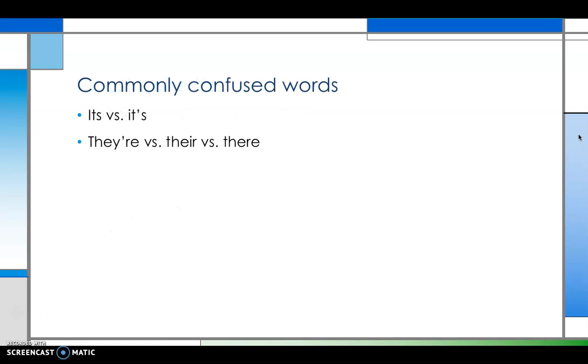All right, next slide. Commonly confused: its versus it's. And this is actually a really weird one because it breaks that rule about possession that I just told you. So, its means belonging to it. You can really think about this in terms of a bunch of other pronouns that you're already familiar with. So, I think about this in connection to his, right?